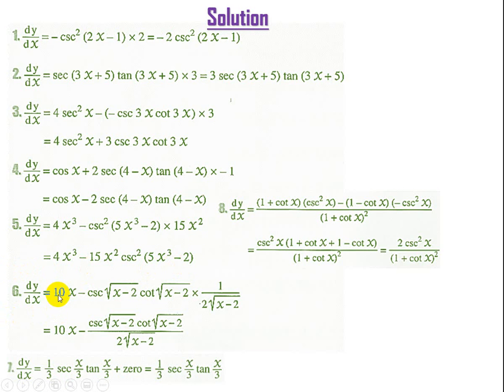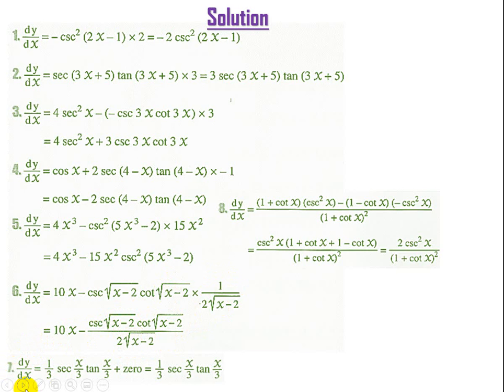Exercise number 6. The derivative of 5x squared is 10x, minus cosec root (x minus 2) cotan root (x minus 2) times the derivative of the root, which is 1 over 2 times root (x minus 2). And the 1 here is the derivative of the term inside the root, which means the derivative of x, it will be 1. So it will be 10x minus cosec root (x minus 2) cotan root (x minus 2) over 2 root (x minus 2).